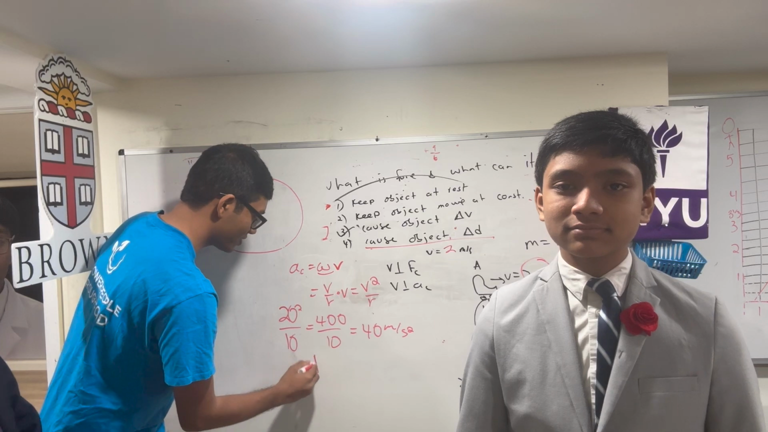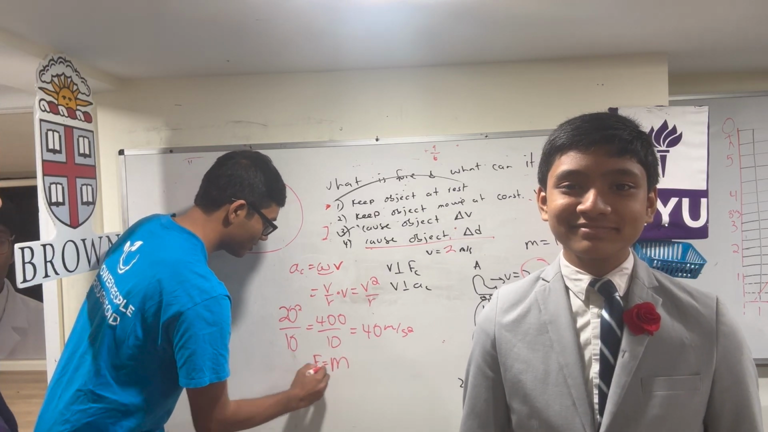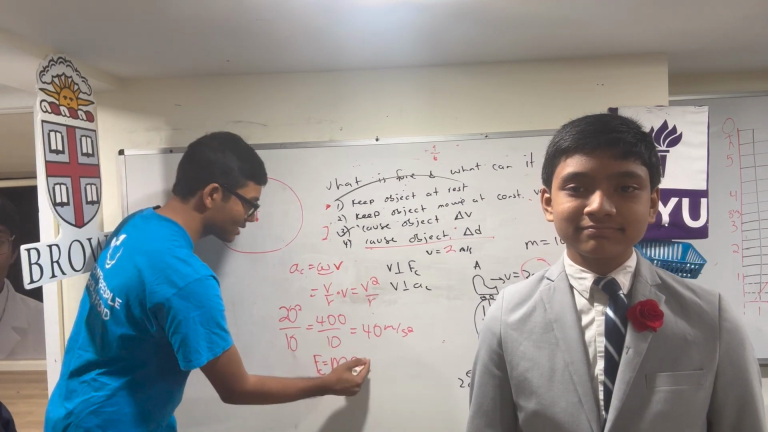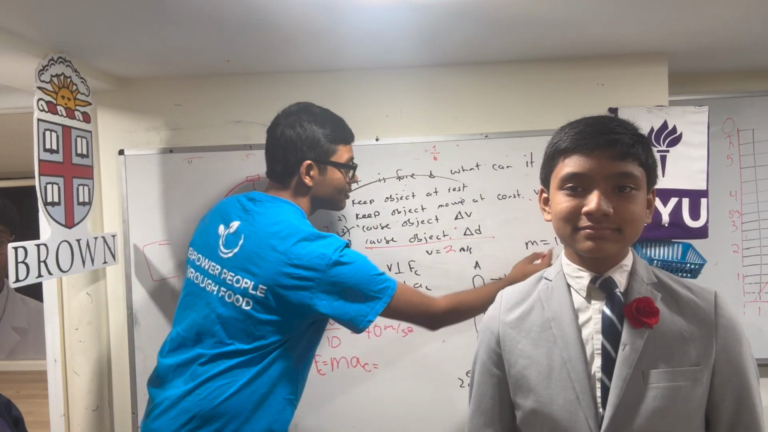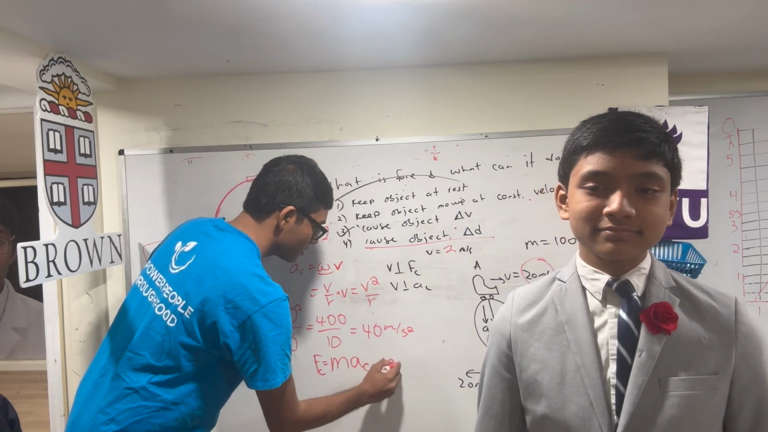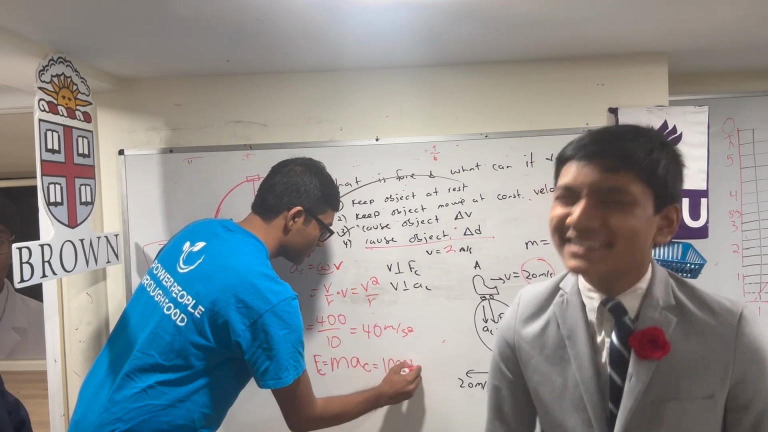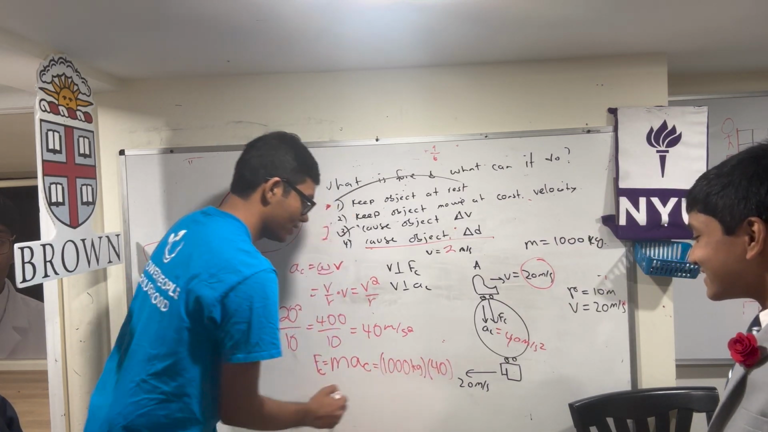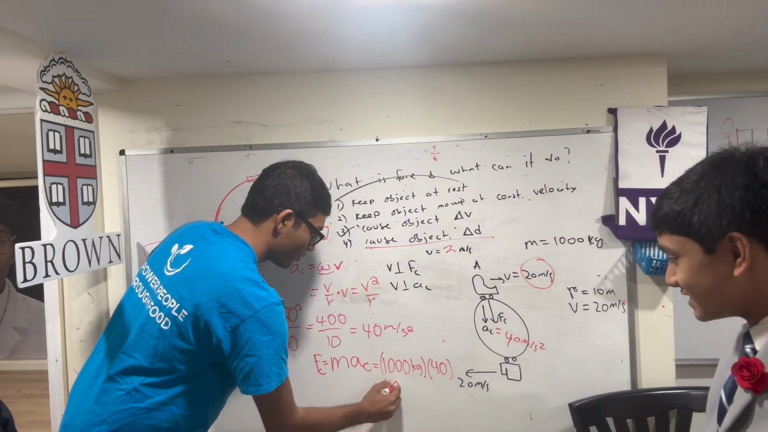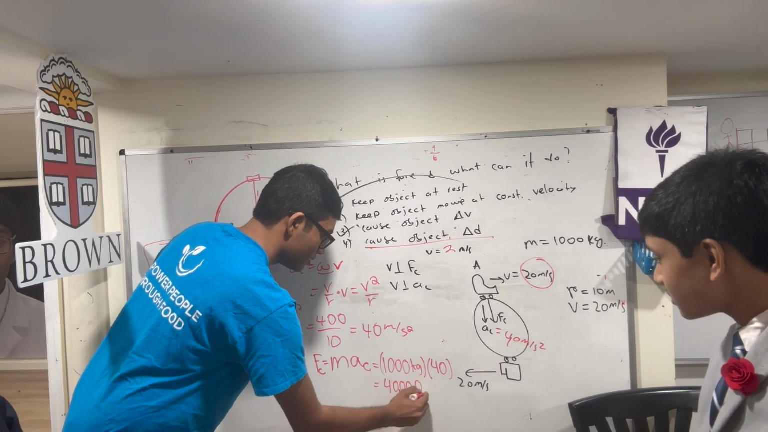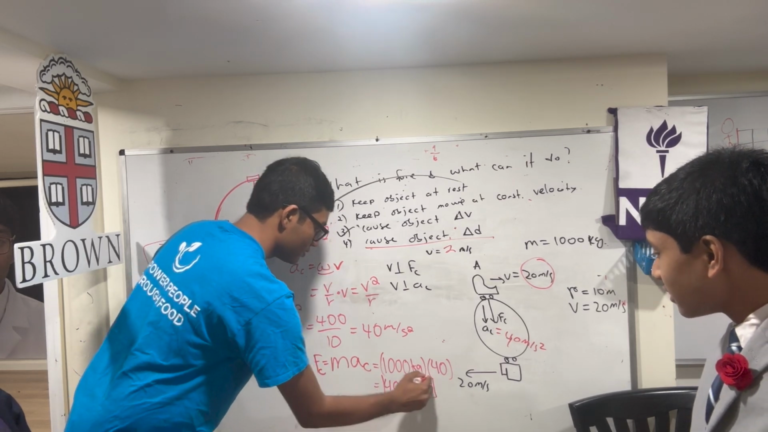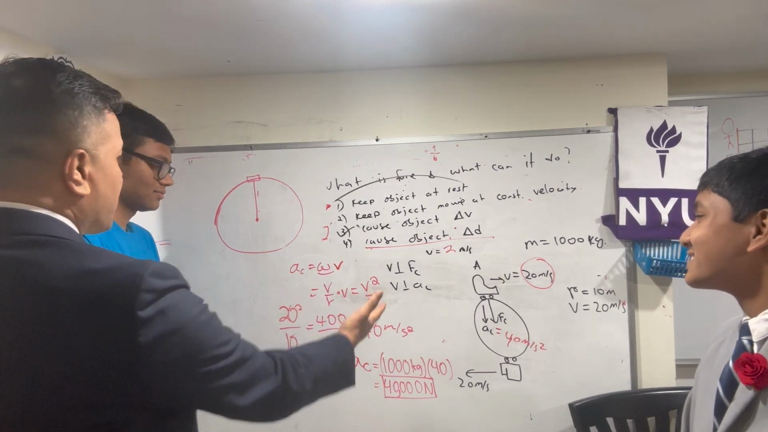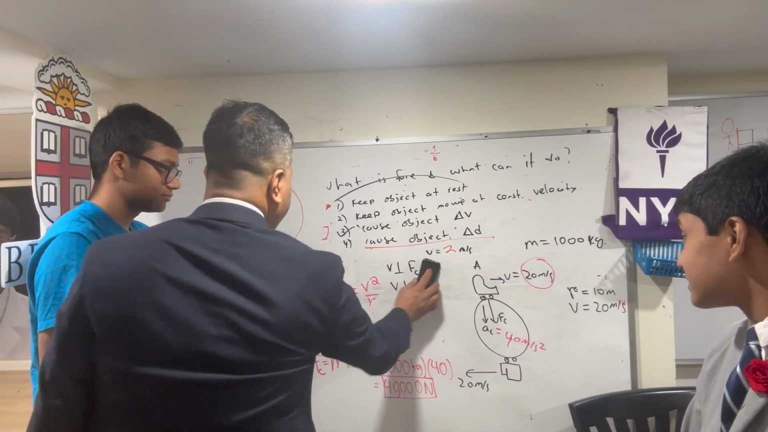Let's see. So the force is going to be the centripetal force. Newton's second law, right? That's right. It's m times the centripetal acceleration. m is 1,000 kilograms, and the centripetal acceleration is 40. So this will be 40,000 newtons of force. 1,000 times 40 is 40,000. All right, now you're going to draw the free body diagram.